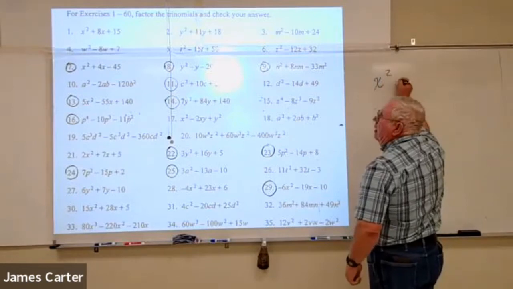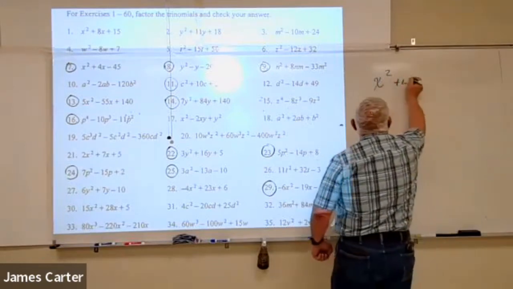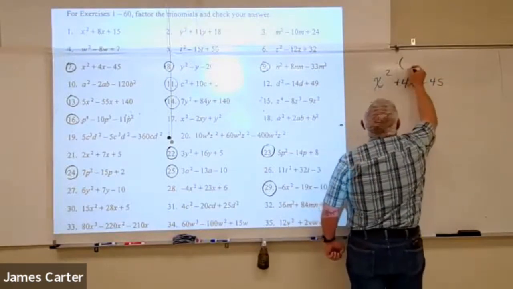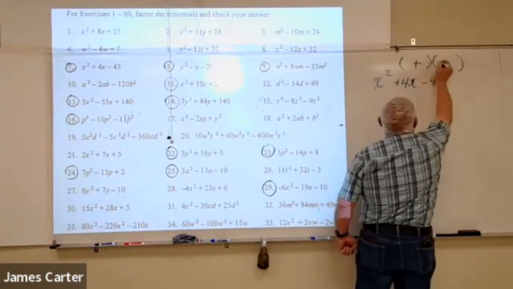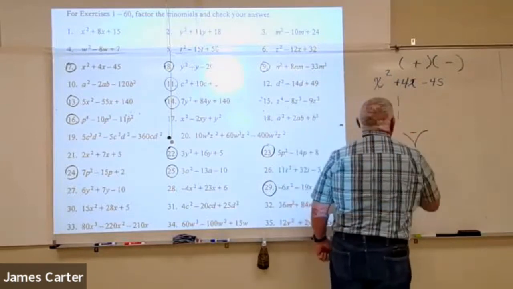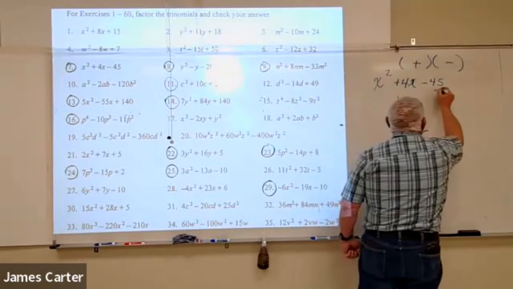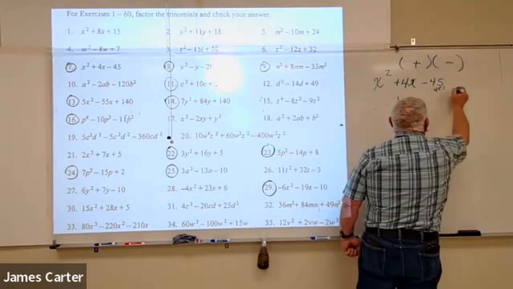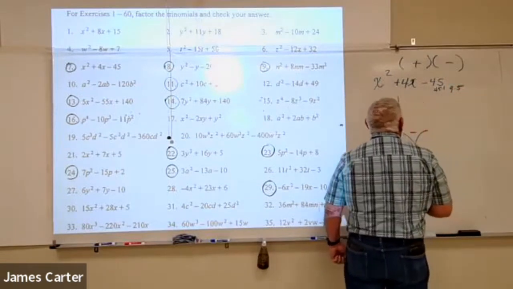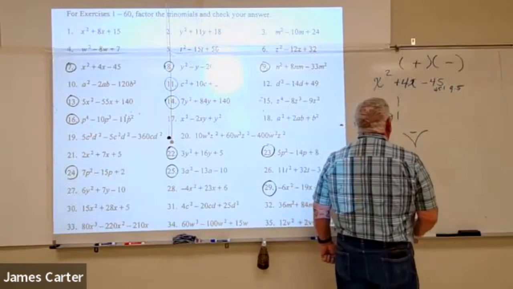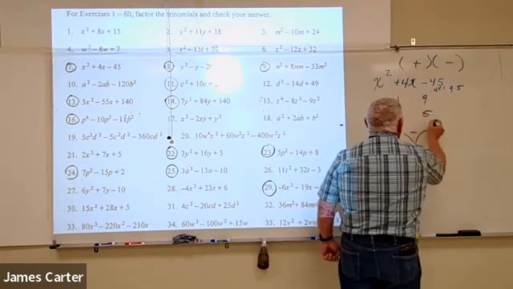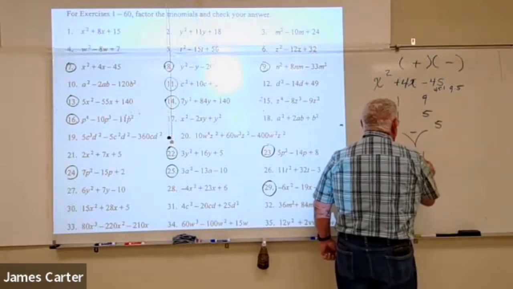x squared plus 4x minus 45. Okay, we know the answers are going to look like this. And down here, we're going to subtract. We got a 1 and 1 on the front end. On the back end, we got 45 times 1. We also have the possibility of 9 times 5. That's the only ways we can get 45. Well, like we said, the 9 and the 5, here you get a 9, here you get a 5, we subtract them, and we get a 4. Ding.